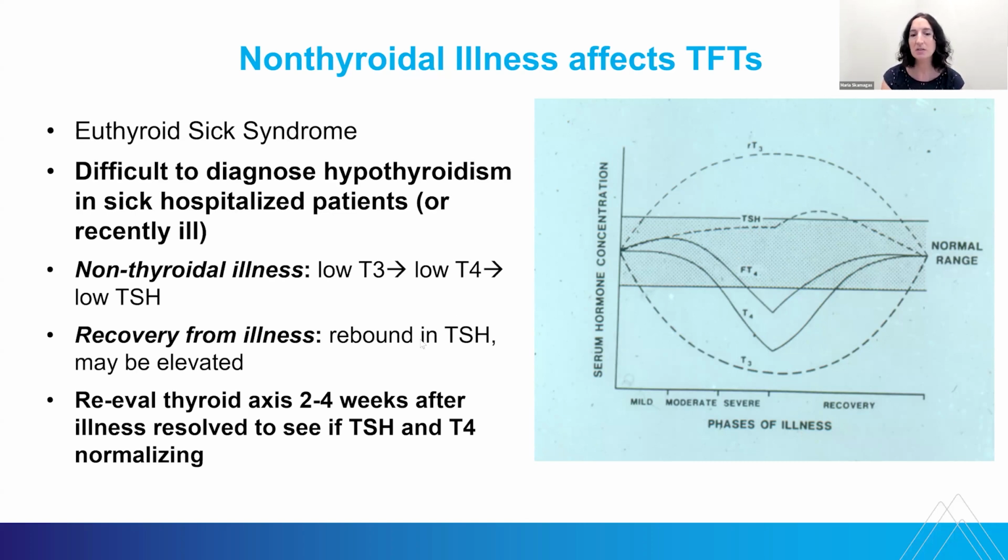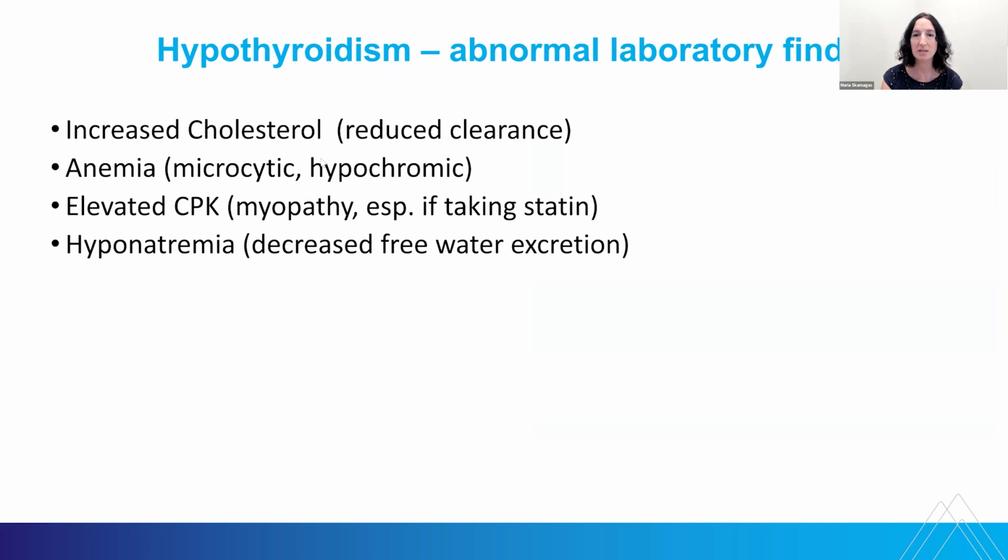If there's a recovery from illness, then these levels all start to normalize and there may be a rebound in TSH that actually goes above the normal range. In this situation, you just want to reevaluate the thyroid axis about 2 to 4 weeks after the illness has resolved to see if these numbers are normalizing. Other labs that may be abnormal in hypothyroidism include cholesterol, which may be elevated due to reduced clearance. You might see anemia in severe hypothyroidism, and myopathy with elevated CPK levels, especially if somebody's taking a statin.